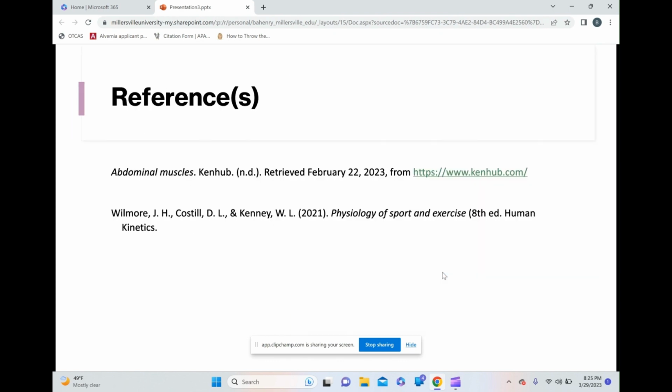Lastly are our reference pages for our photos and information.